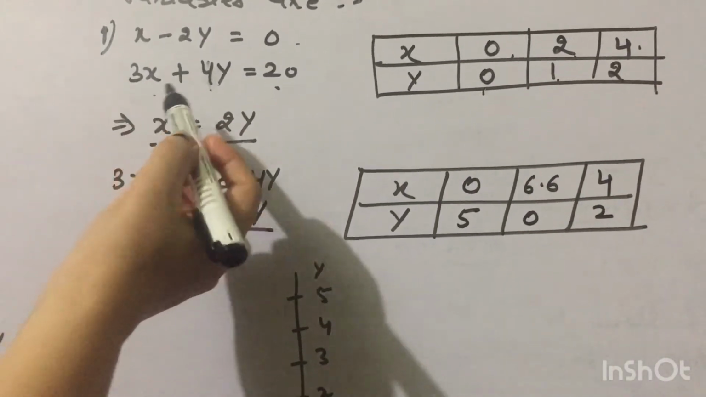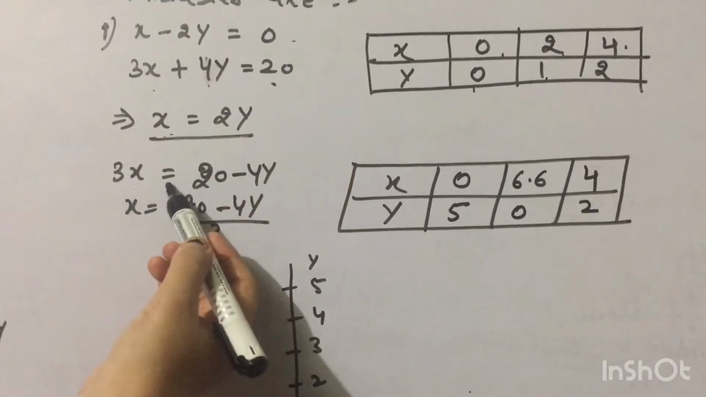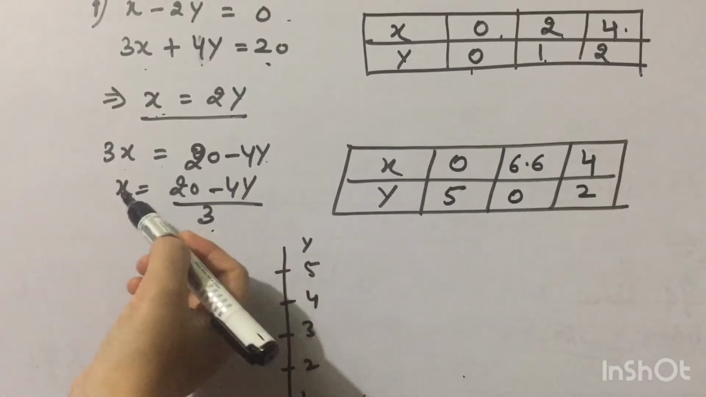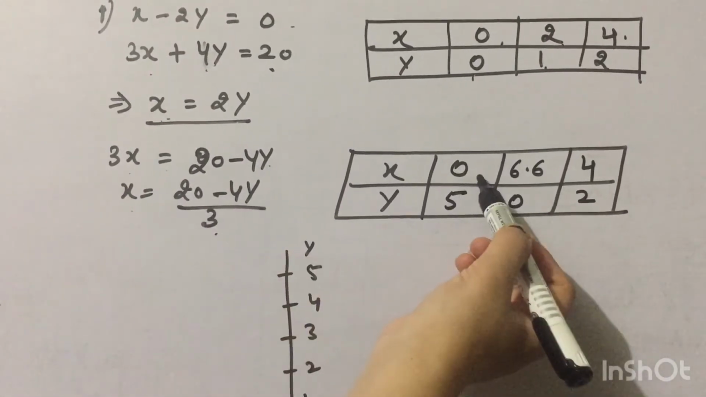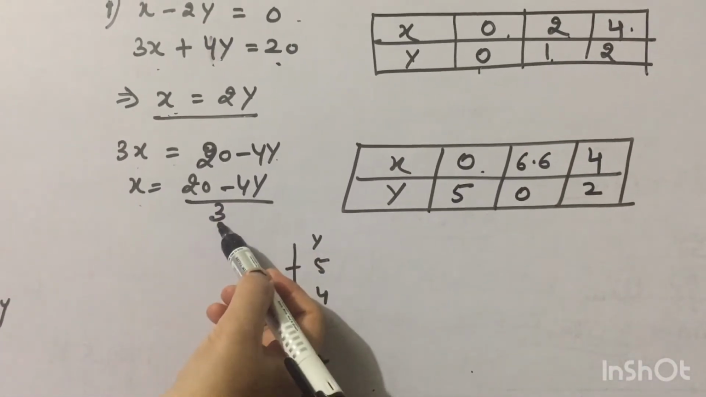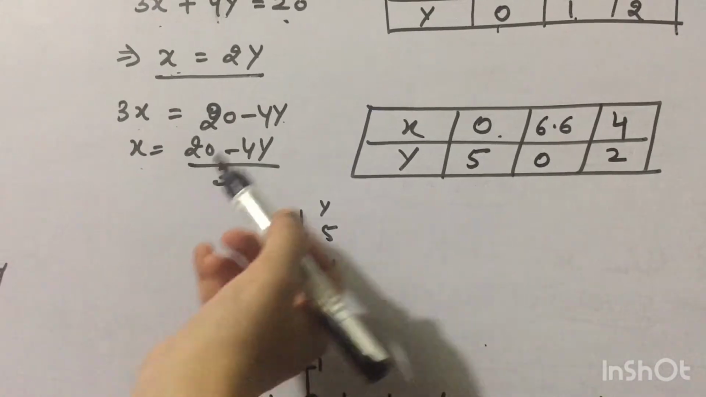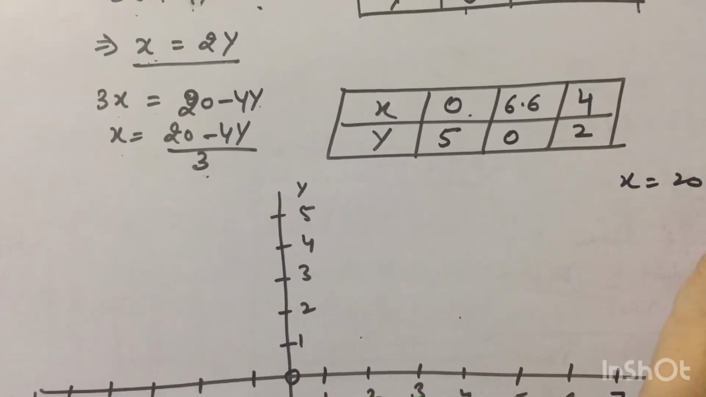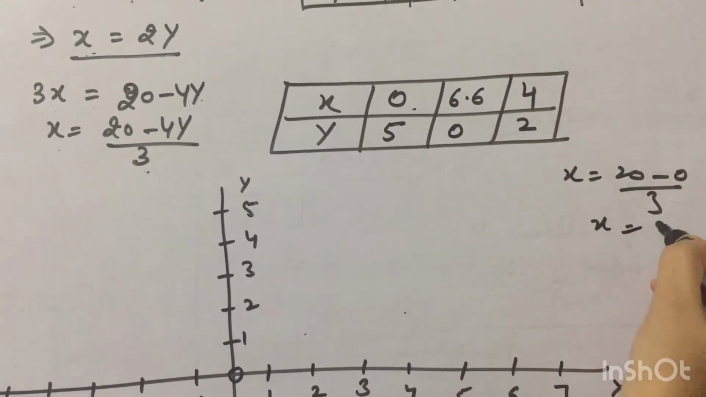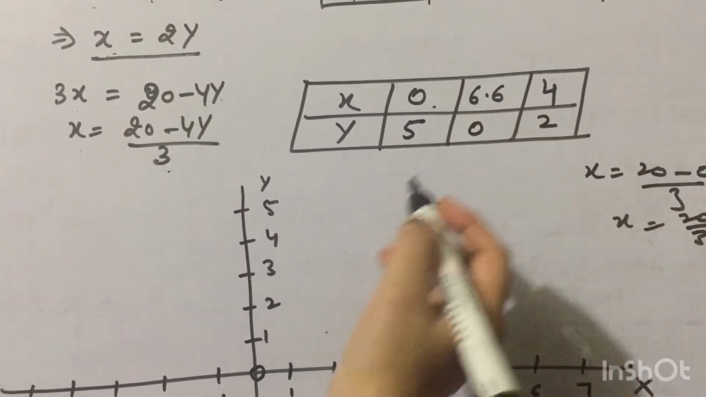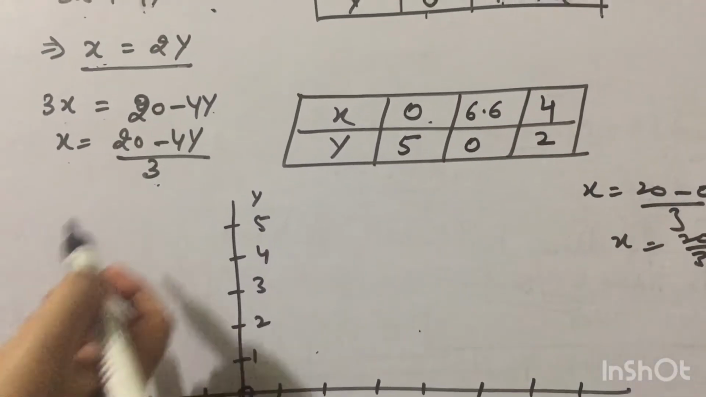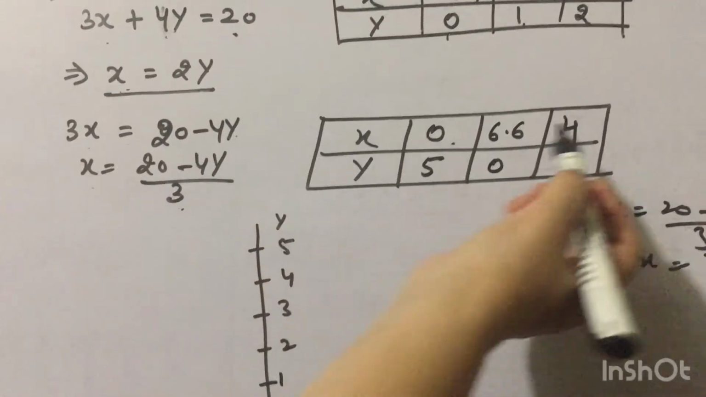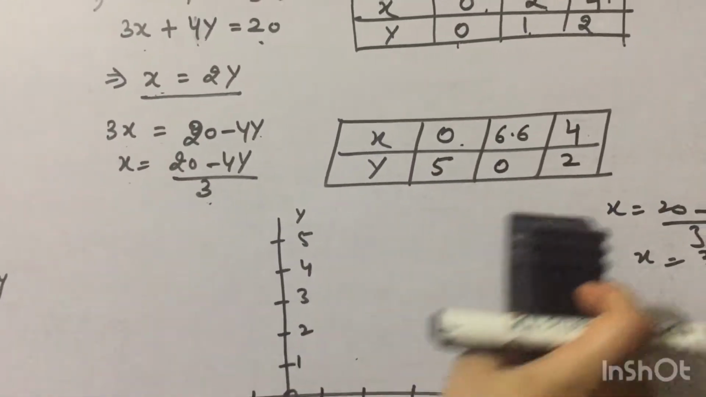Same in the other equation, 3x plus 4y equal to 20. 3x equal to 20 minus 4y, x equal to (20 minus 4y) by 3. Put the value of y, we get the value of x. If we put y 5, we get x 0, since 20 minus 20 is 0, 0 by 3 is 0. If we put y 0, x equal to 20 minus 0 by 3, we get x equal to 20 by 3, we can write as 6.6. Now if we put y 2, we get 20 minus 18 by 3, 20 minus 18 is 12, 12 by 3, we get 4 here. Now we have to show it graphically.